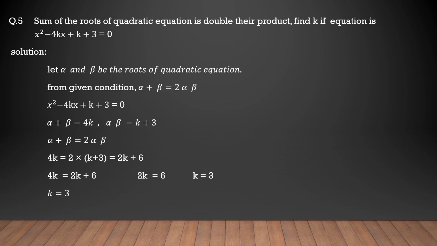So we put the value of alpha plus beta is equal to 4k and alpha into beta is equal to k plus 3 in this equation. In this condition, alpha plus beta is equal to 2 into alpha into beta. So alpha plus beta is 4k and 2 into alpha into beta is 2 into (k plus 3), which is 2k plus 6. So 4k is equal to 2k plus 6 and 2k is equal to 6. k is equal to 6 by 2 is equal to 3. That's why k is equal to 3.